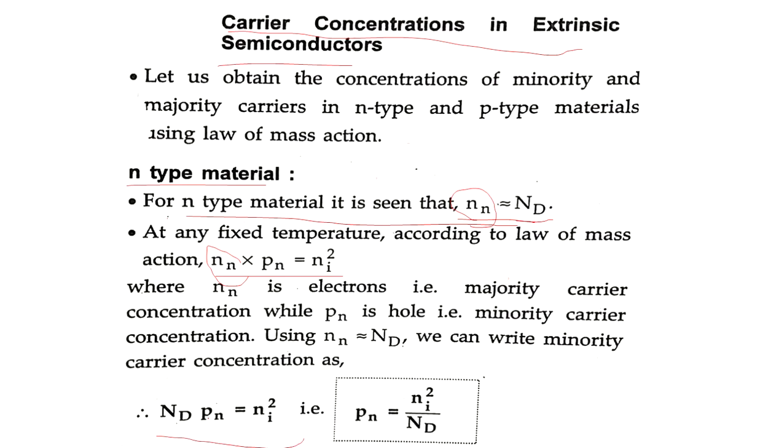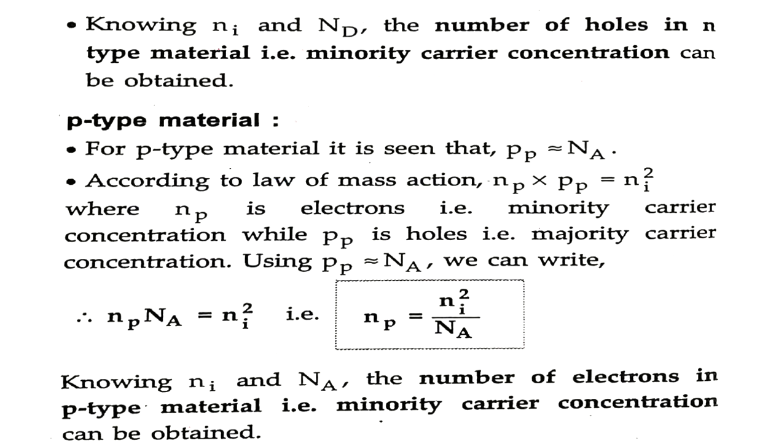From that, if you derive the minority carrier concentration, that is p_n in n-type, it is equal to n_i squared by N_d. So by knowing the value of n_i and N_d, that is the intrinsic concentration and the donor atom concentration, we can find the concentration of the minority carriers.